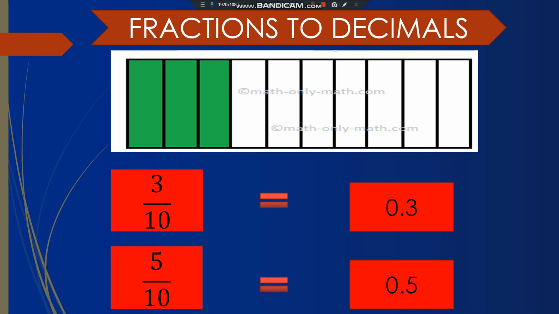How to write fractions in the form of decimals. Here in this figure, the whole box is divided in 10 parts, out of which 3 are shaded. So the fraction for this figure will be 3 by 10. Now, since we have only one 0 in the denominator in 10, we will have only one digit in the decimal part. So 3 by 10 will become 0.3. 5 by 10 will become 0.5.